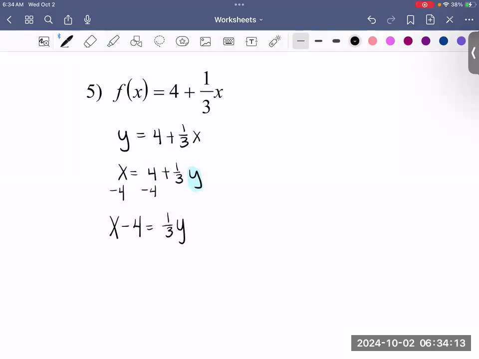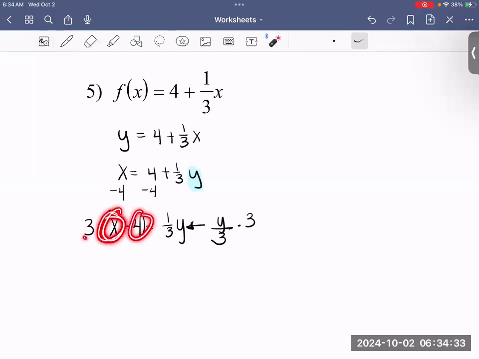Now, if you don't like the way that this y is written, keep in mind this is also saying y divided by 3 here. So the opposite of division would be multiplication. And what you do to one side, you have to do to the other. Now, notice I opened up a pair of parentheses. That is because each and every term has to be multiplied by 3 in order to keep your equation balanced.